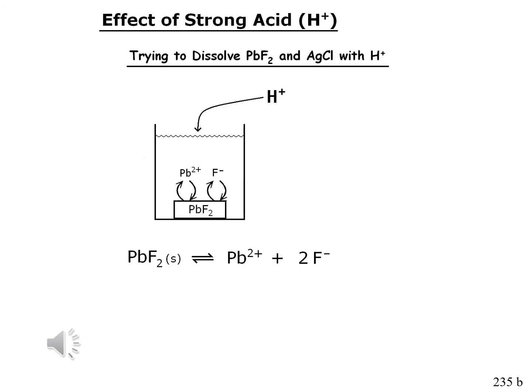Instead of wanting to decrease the solubility of lead fluoride this time by adding a common ion, I want to increase it so that it dissolves by adding an acid, a strong acid, and I want to see whether this is going to work. So the first question is, is the H plus that you add able to react with either one of the ions that's already in the solution?